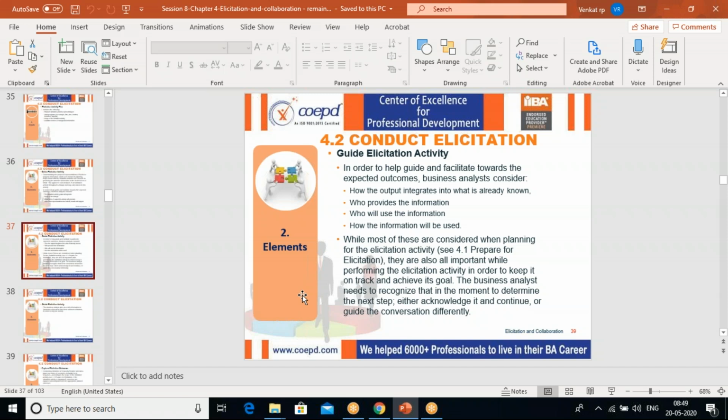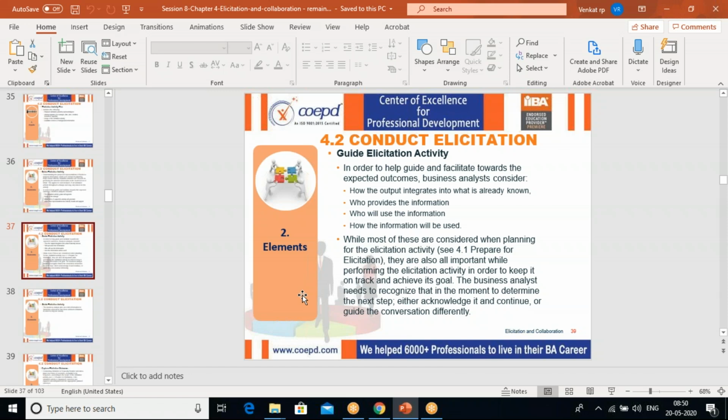So whatever you do, whatever information you get, whatever is known, you need to understand where you are integrating this information, who will provide that information, who will use the information, and how the information will be used. All this we should be very clear about. Theoretically it may sound abstract, but once you start applying it on a case study, you'll come to know the purpose of each action item mentioned here.